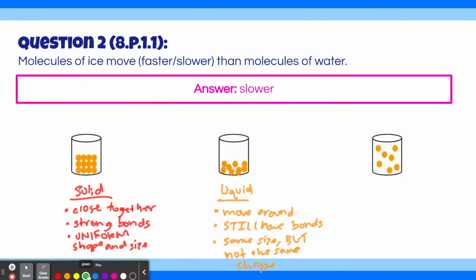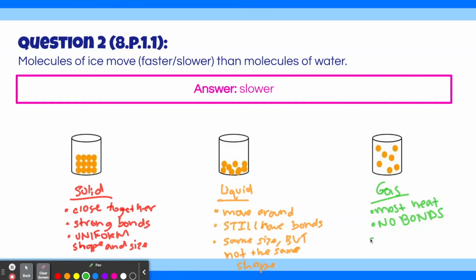This last model looks a little different from the first two, and that's because it is the model of a gas. So gases have more heat than solids and liquids. So they have the most heat of all three phases of matter. And when you add this much heat to particles, they move really, really fast. So fast that they break the bonds between them. So the particles of gases have no bonds between them. They're free to move however fast they want and however far away from each other they want.